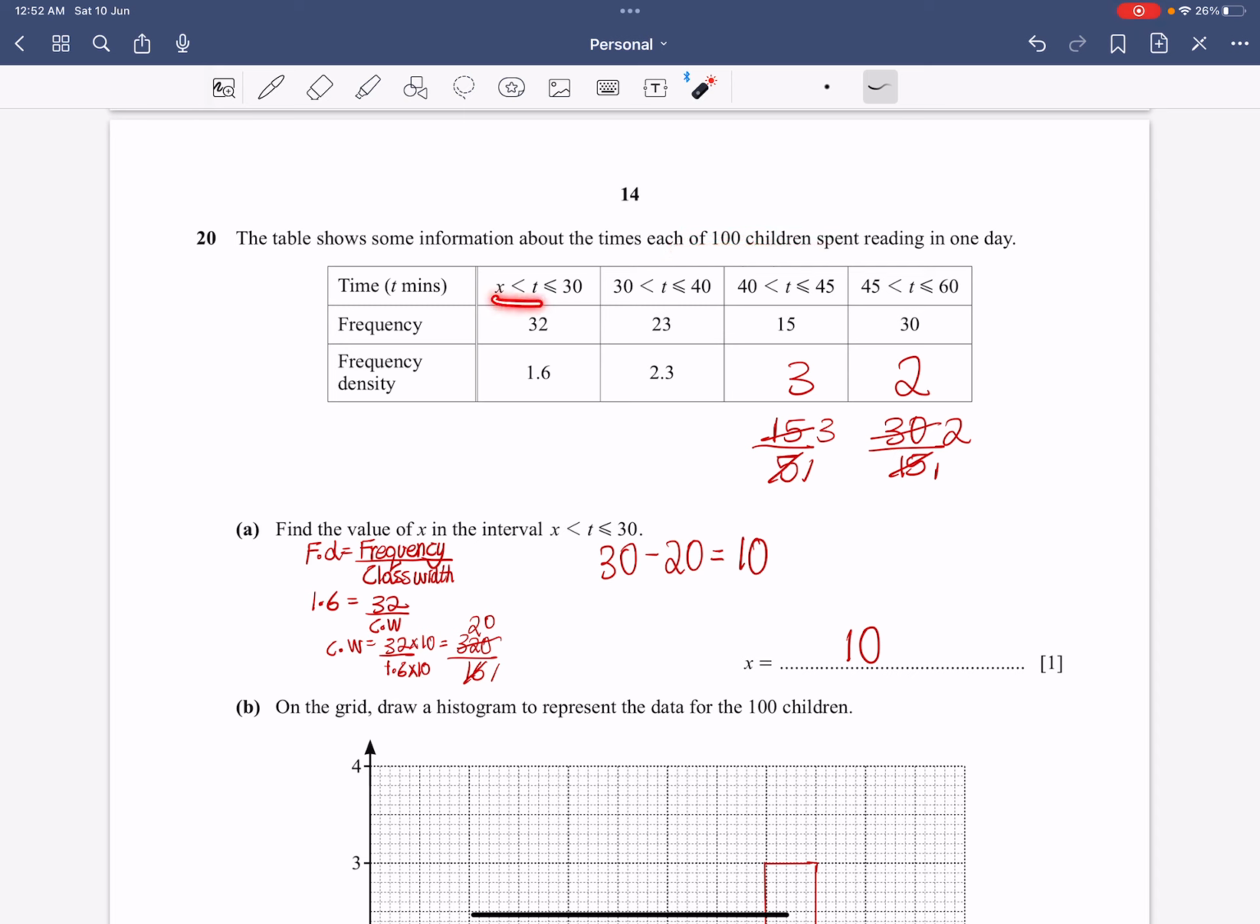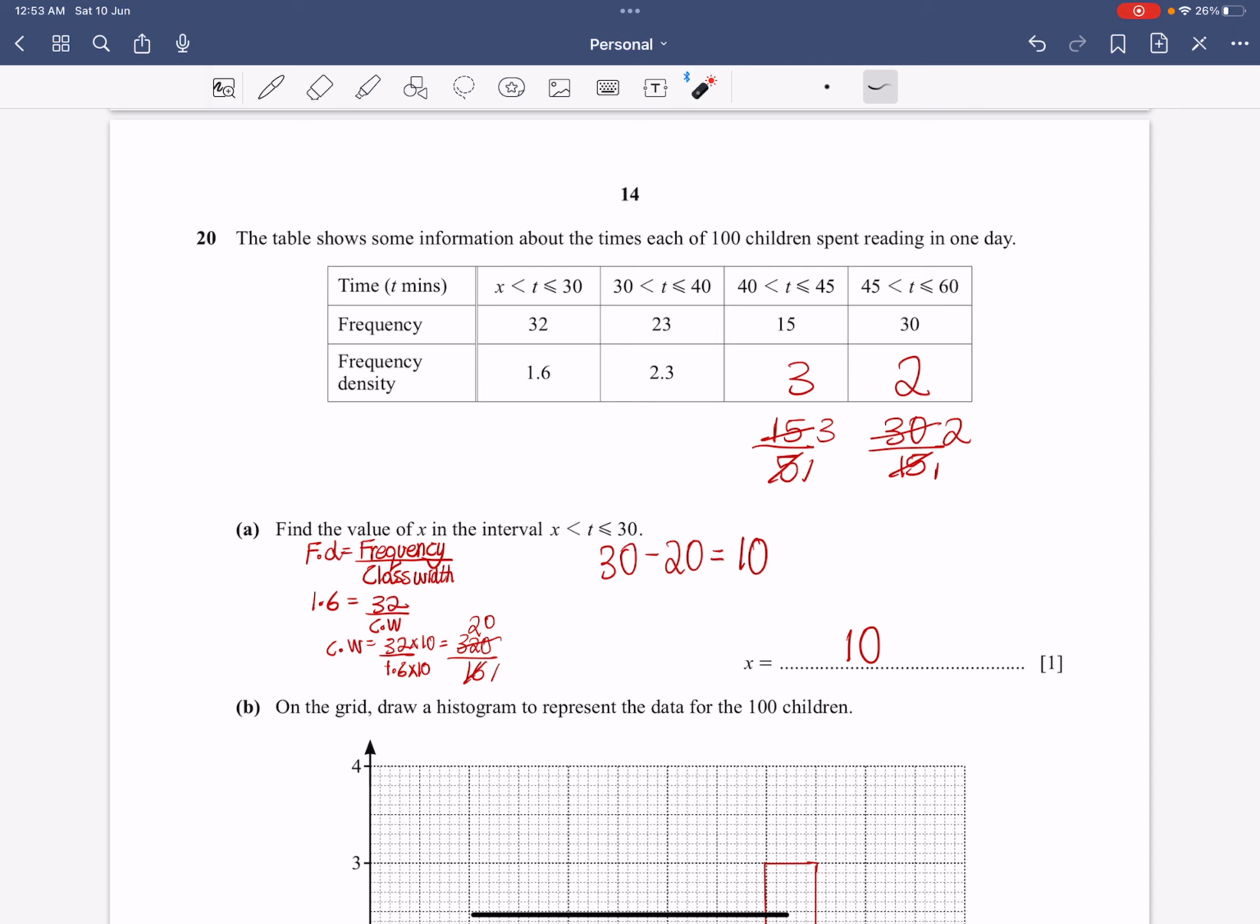So these are the times the children spent on the day, and these are the number of children, right? So these are the number of children, and this is the frequency density. So what is the frequency density? Frequency density's formula is frequency divided by class width, as I've written over here.